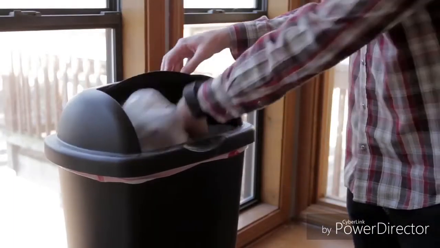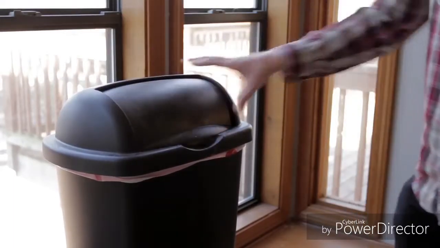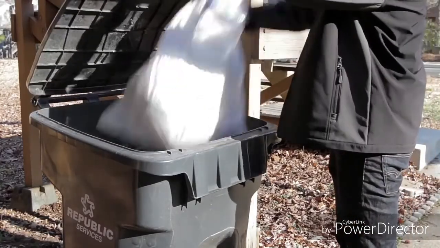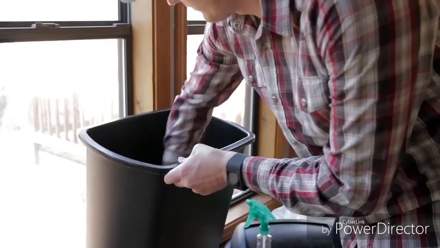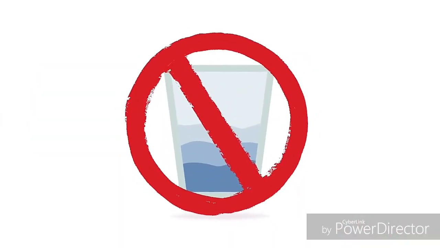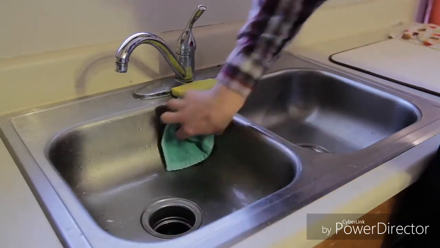Keep garbage stored in cans or receptacles with tight-fitting lids. Take out the trash often and clean the can with ammonia on a regular basis to control odors and mildew. Step 2. Reduce water and moisture sources. Do not leave standing water in sinks and tubs.